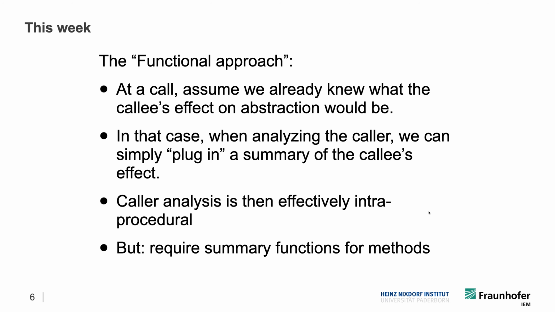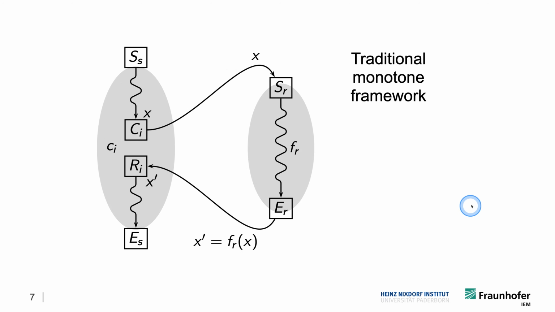Okay, so just to show you that again in terms of some pictures here. So in the traditional monotone framework, if this is the caller and this is the callee, then we would basically analyze the caller until here, getting some data flow fact x that is forwarded here. Then we would compute some flow function here. So at this point, we would have fr of x or x prime, which is then propagated here, and we would continue computation with that, right?